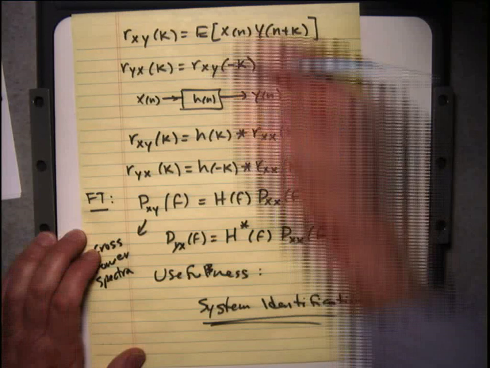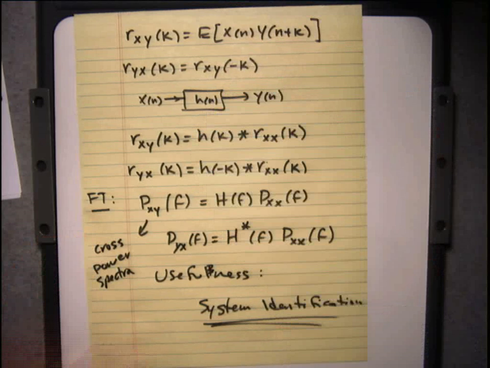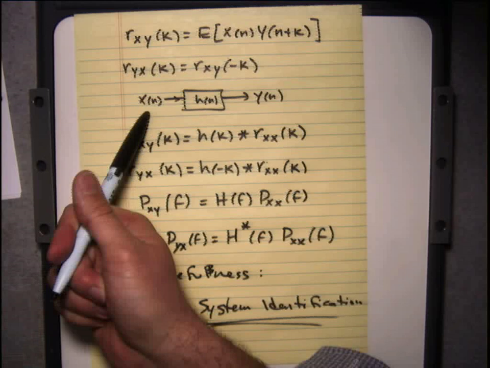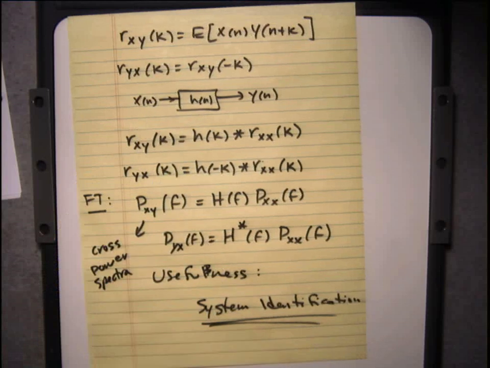You have a system like this. You don't know what's inside this box. It's a black box. All you can do is give it an input and measure the output. And what you want to do is figure out what's going on inside that box. Another word for system identification is reverse engineering.